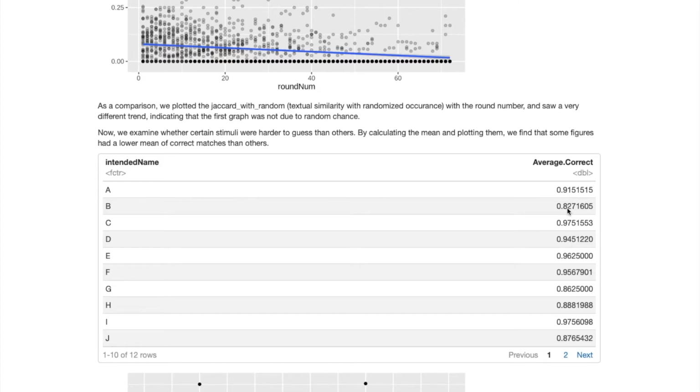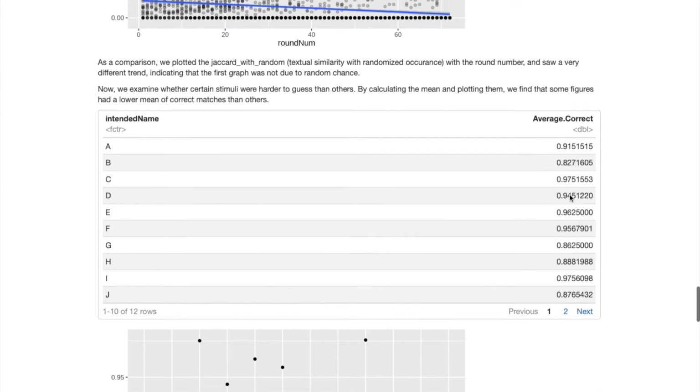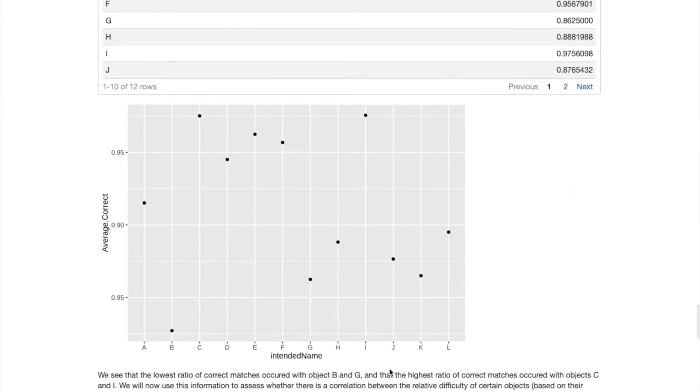Okay, now I want to know whether certain stimuli were harder to guess than others. So I calculated the mean for each object, and there are 12, A through L, and we have this ratio of how often they were correctly matched. By plotting them, I can see that object B was probably the most difficult as it had the lowest number of correct matches, whereas I and C both have a very high ratio of correct matches.